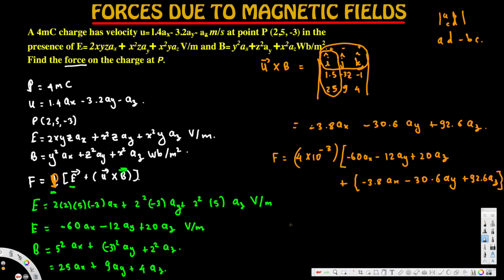After you do that, you will end up with this. Instead of 10 to the power minus 3, we can replace that with milli, because 10 to the power minus 3 is milli. We just have to multiply everything by 4, and after you add the x, y, z components and multiply by 4, you will get negative 255.2 ax minus 74.4 ay plus 450.4 az millinewton, and that is the force. That is the force on the charge at point P.